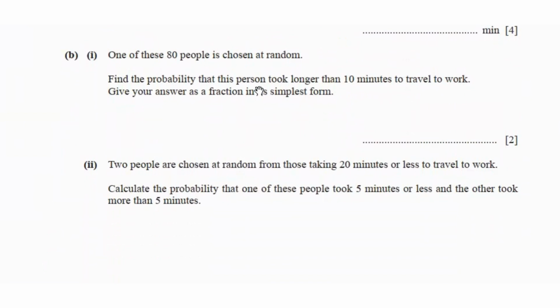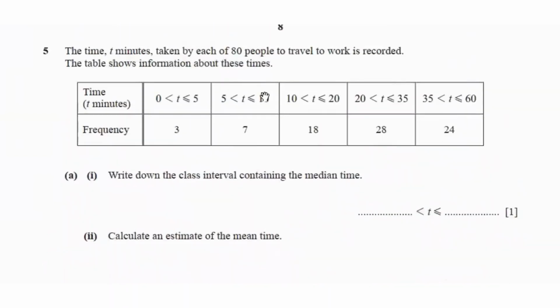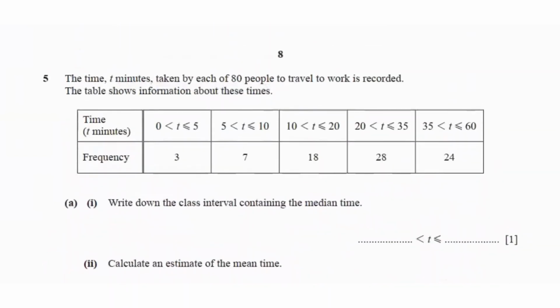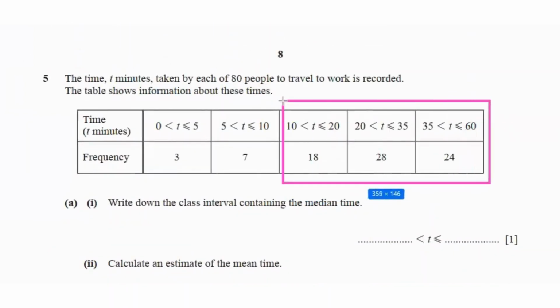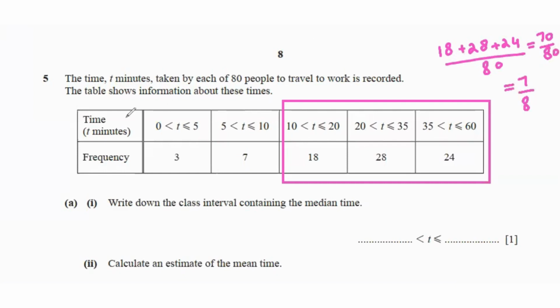One of these 80 people is chosen at random. Find the probability that this person took longer than 10 minutes to travel to work. Give your answer as a fraction in its simplest form. So longer than 10 minutes is going to come in this interval. So that's going to be 18 plus 28 plus 24 divided by 80, which is going to be 70 over 80. And you can further simplify this to 7 over 8.